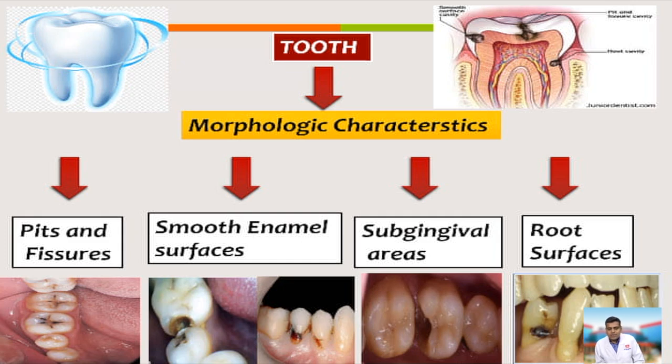Starting with the tooth, the morphological characteristic of the tooth is most important to determine whether the chances of caries are more or less. If the patient has deep fissures, the chances of food lodgement are more. So in such cases, the chances of caries also become more. So a deep fissure is a cause of dental caries. Similarly, if the gingiva is receded and the root is exposed, the chances of root caries are more. Similarly, in subgingival areas where food lodgement occurs, the chances of caries are more.